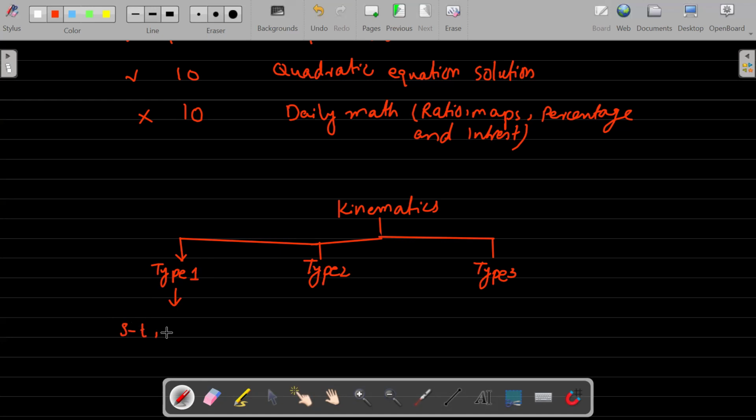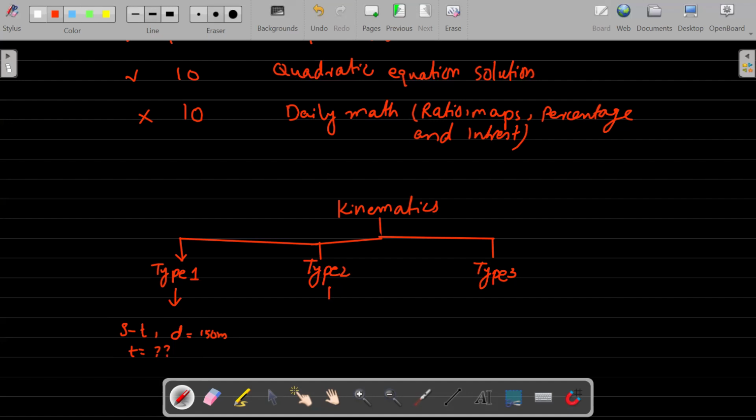So a speed time graph was given and they have given you the value of distance as well, like some value, 150 meters, and they were asking for the time. Time was supposed to be missing. We were supposed to find the time. Padma, you have done this kind of question, isn't it? Yes, miss. Okay, so that was a type 1 question.